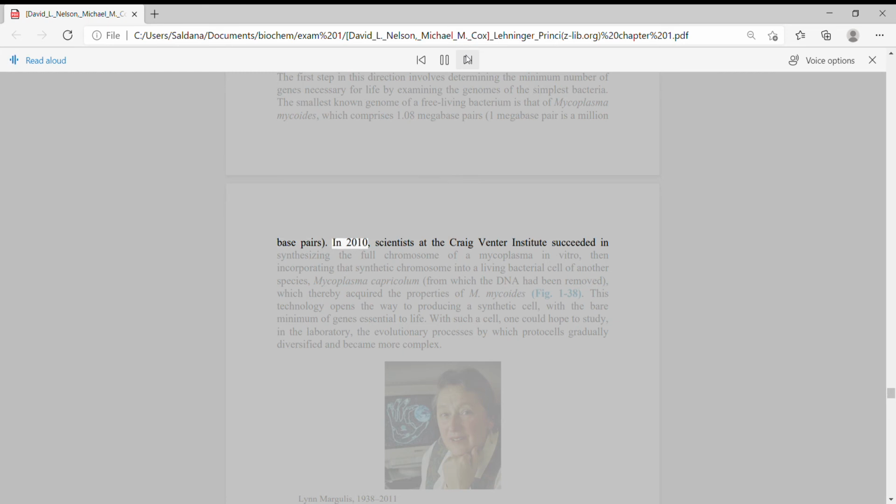In 2010, scientists at the Craig Venter Institute succeeded in synthesizing the full chromosome of a Mycoplasma in vitro, then incorporating that synthetic chromosome into a living bacterial cell of another species, Mycoplasma capricolum, from which the DNA had been removed, which thereby acquired the properties of M. mycoides, Fig. 1-38. This technology opens the way to producing a synthetic cell, with the bare minimum of genes essential to life. With such a cell, one could hope to study, in the laboratory, the evolutionary processes by which protocells gradually diversified and became more complex.